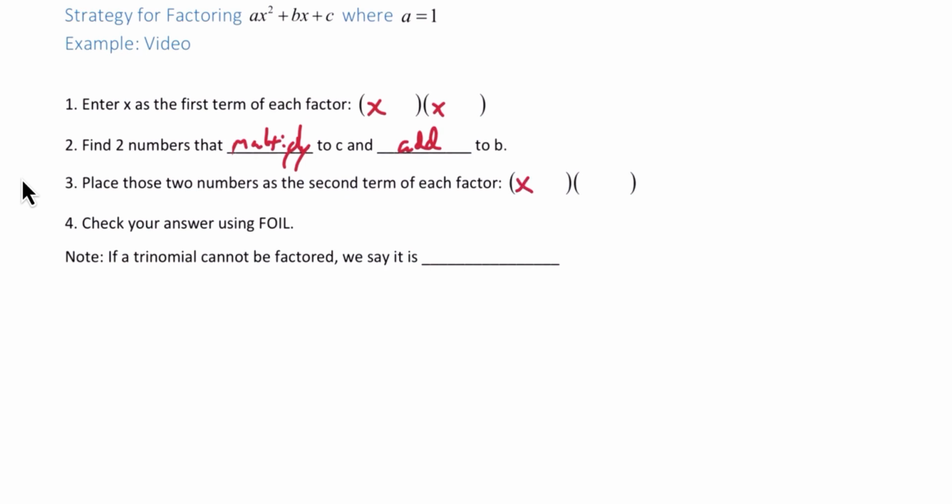Next, we place those two numbers as the second term of each factor. The first term has x, and the second term will be whatever that first number is and whatever that second number is. We can then check our answer by foiling. If a trinomial cannot be factored, then we say it is prime.